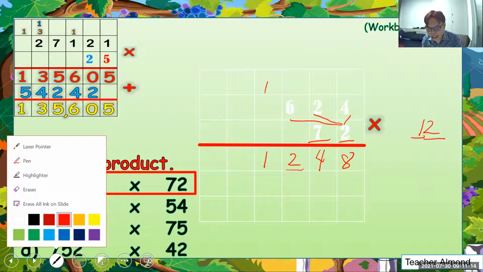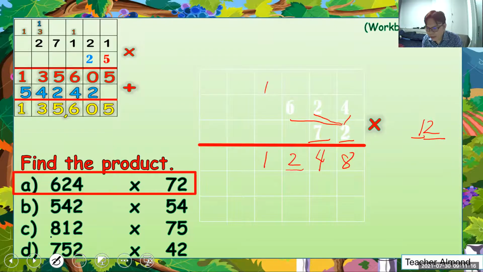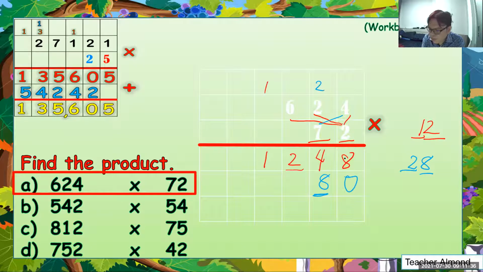Okay, for the tens place, you have 7 times 4 equals 28. Now we cannot write 28 here. Okay, so we write 8 from here and 2 here. Now remember to write 0. Now 7 times 2 is 14 plus 2, 16. So write 6 here and 1 here.